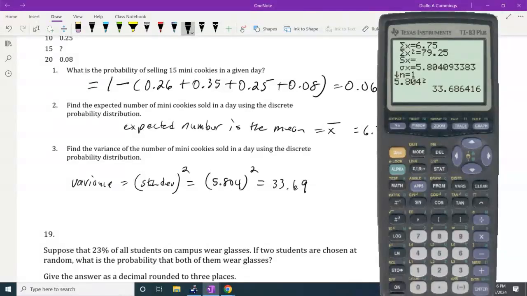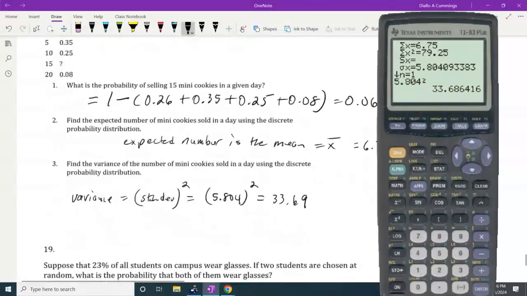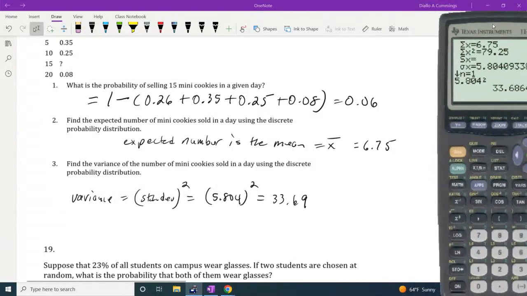So if you look at your answer key for number 18, notice it's going to say it's 33.69 and not that 5.804 value. All right, any questions about that one?